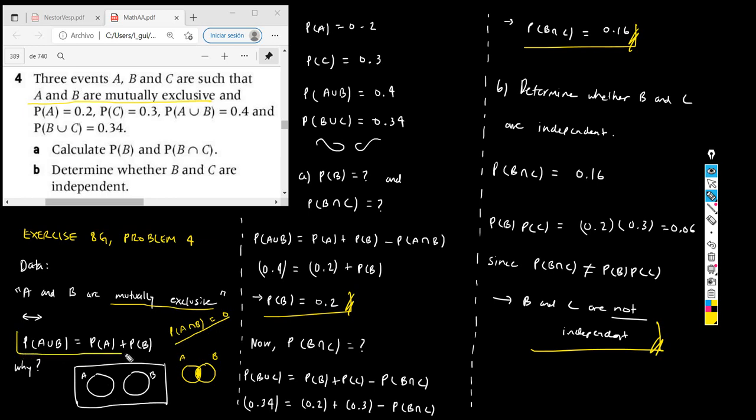So either this or this tells you that A and B are mutually exclusive. These are mathematical expressions of this sentence. Let me erase this. Okay, and then we have the other 4 pieces of information. So let's tackle the questions. Calculate the probability of B and the probability of B and C. I have the questions right here, and let's get started.